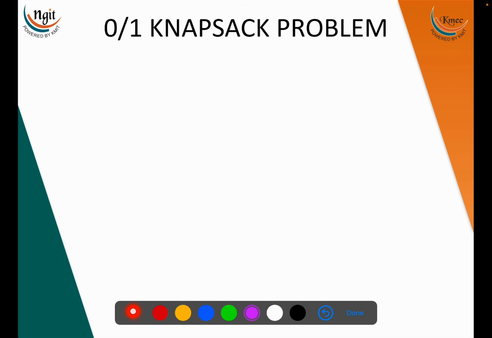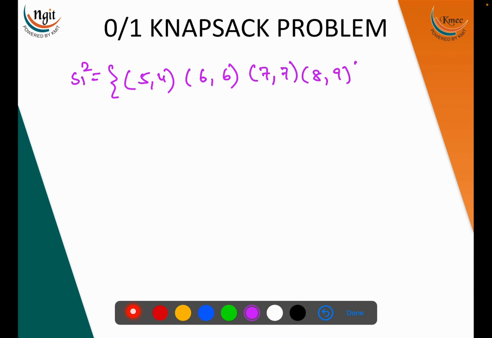If I place the third object, then it is S1 of 2 is equal to, the third object is 5 comma 4. That is 5 comma 4, 6 comma 6, 7 comma 7, 8 comma 9. So this is your third object, adding these values to the existing ones. So we get this. Now look at this, all these are P comma W values. The bag capacity is 8. So this is going beyond the bag capacity.